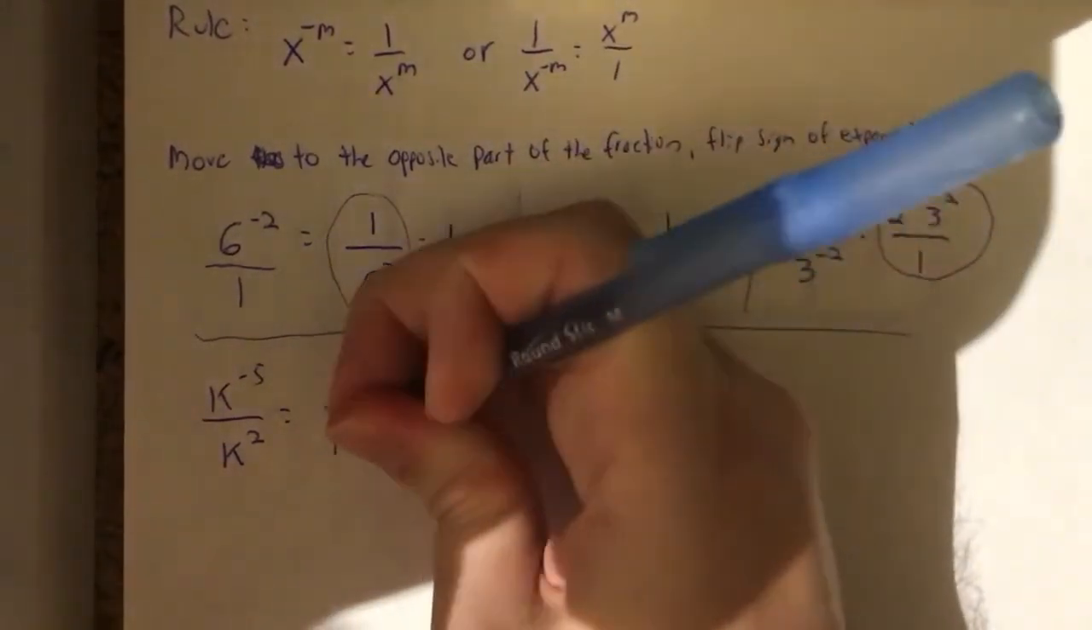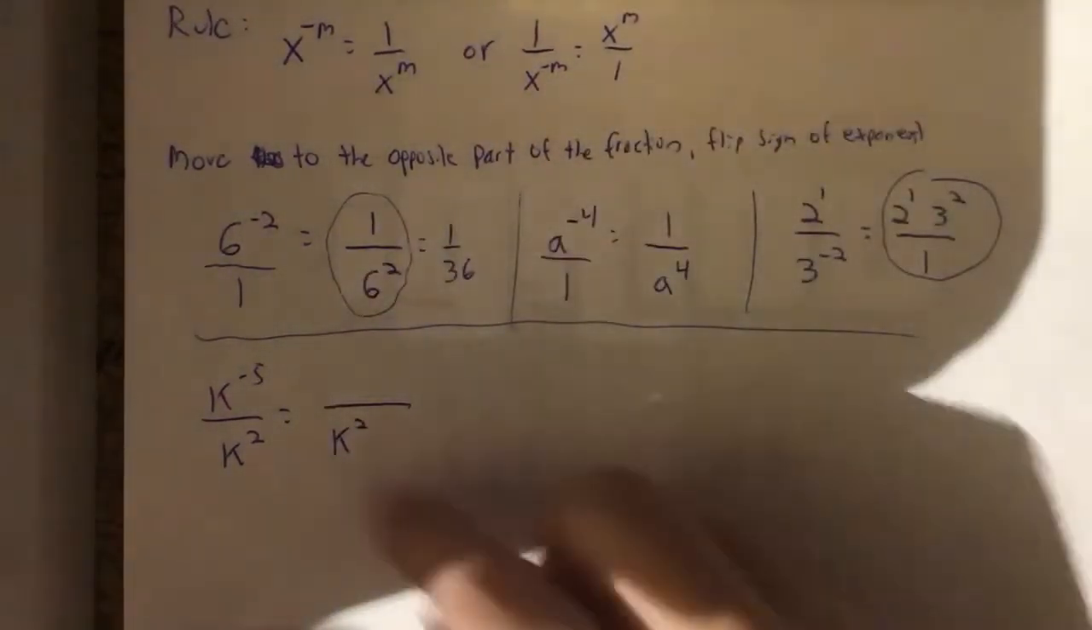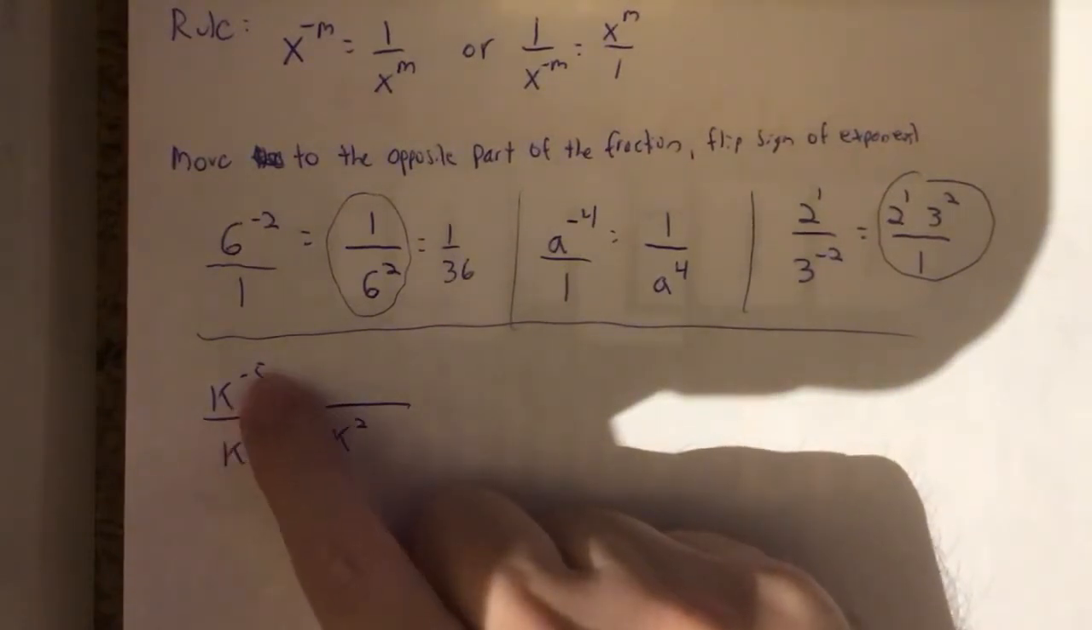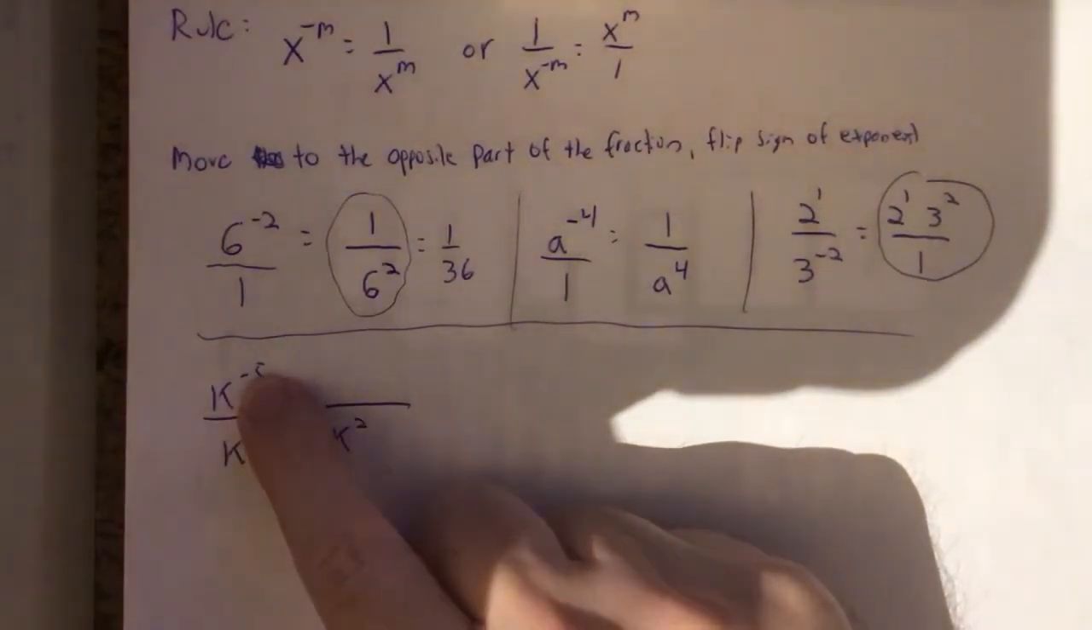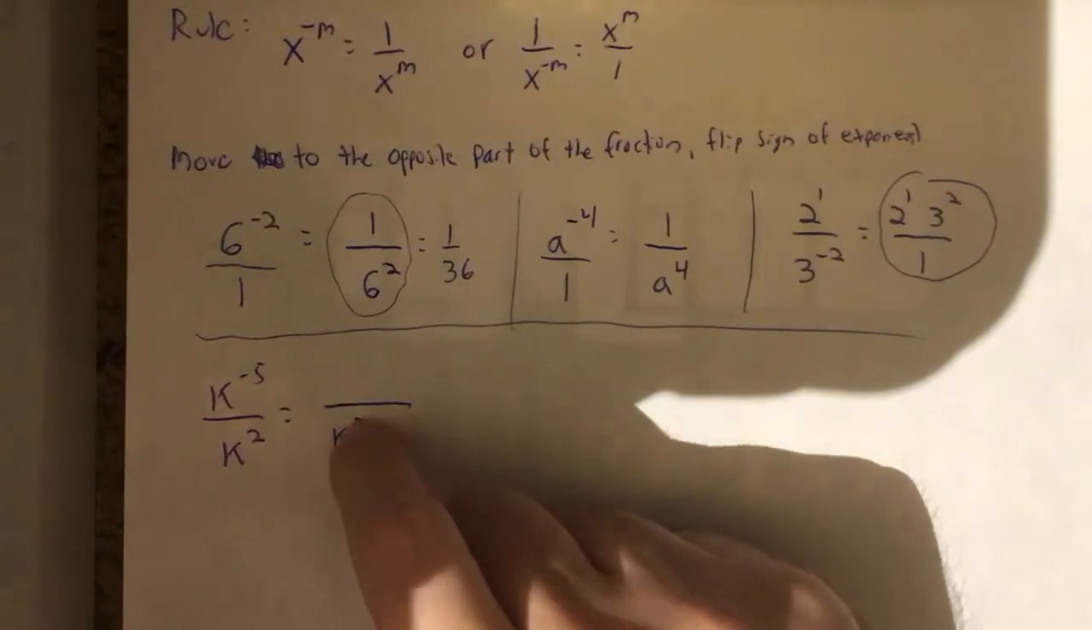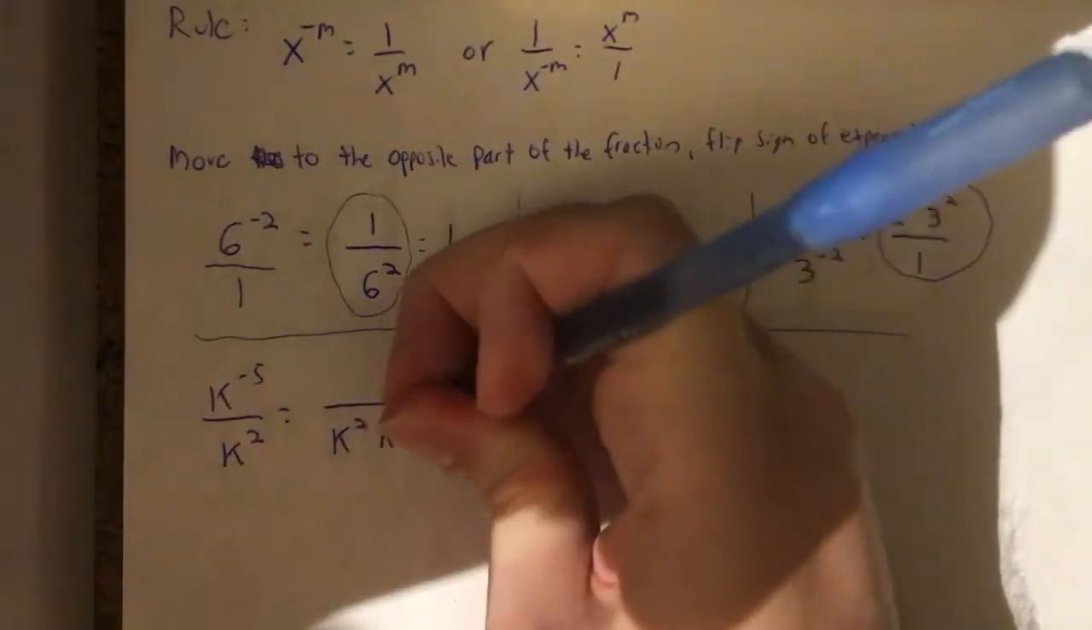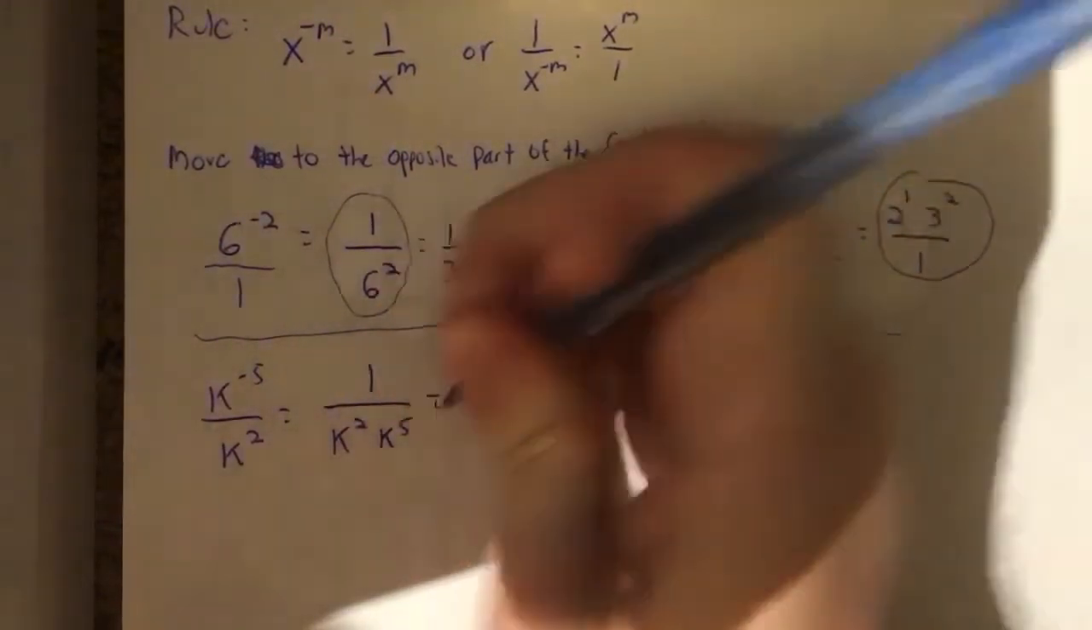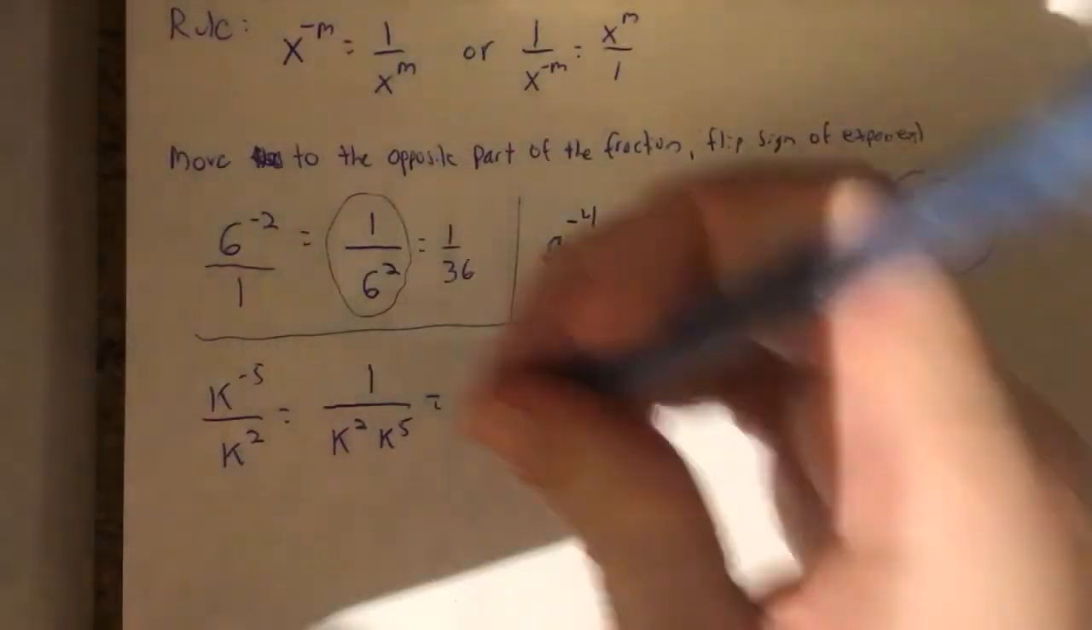So the k to the 2nd is fine right now. I'm going to leave that alone. K to the negative 5. Oh, that's negative in the top part of the fraction, the numerator. So to make it positive, I move it to the bottom part of the fraction. Now it's 1. And now I can use my rules and simplify.